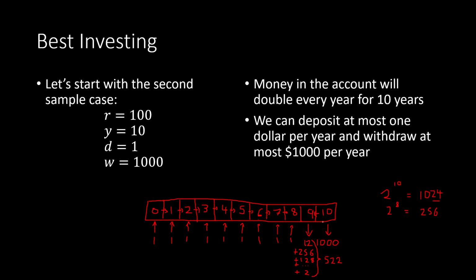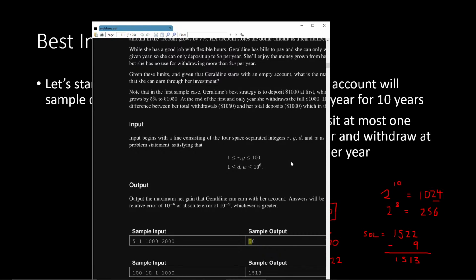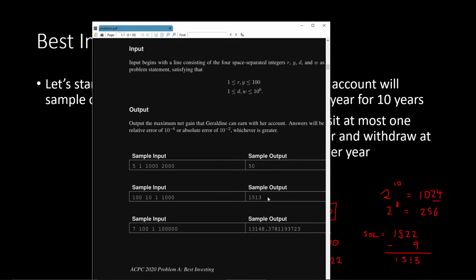And so the solution to this sample case is going to be, well, the total amount that we withdrew at the end was 1,522. So this 1,000 here plus this 522 after year 9. And then we subtract these 1, 2, 3, 4, 5, 6, 7, 8, 9 withdrawals of $1 each, which gives us $1,513, which is the solution to the second case: $1,513.